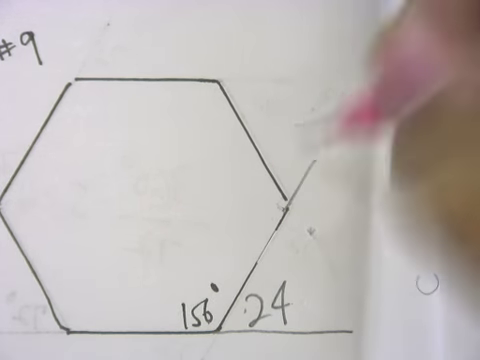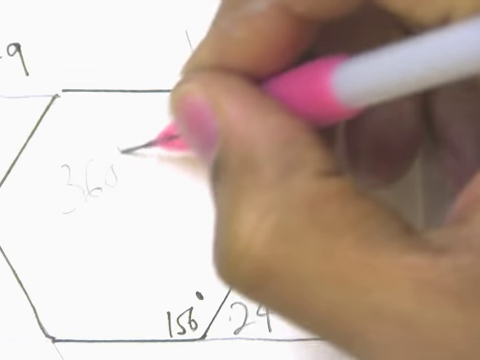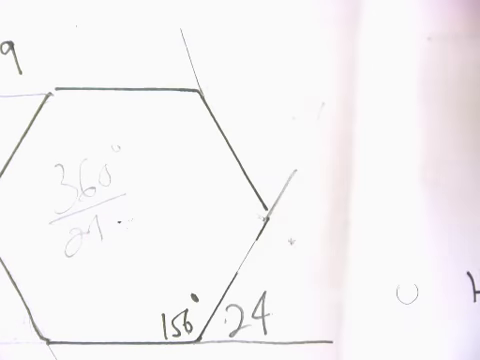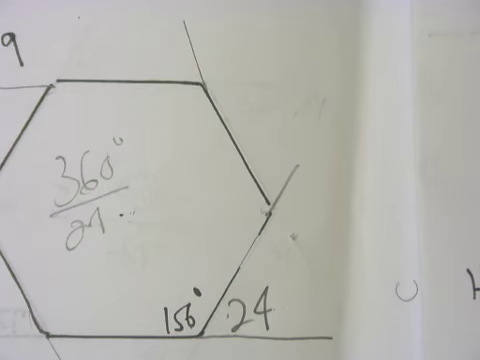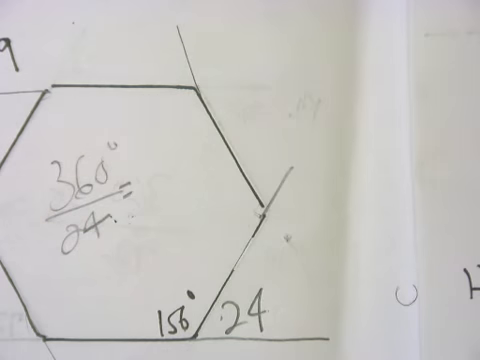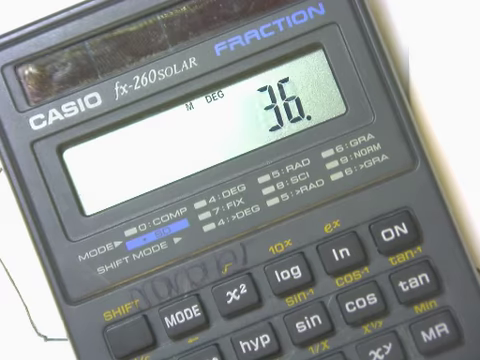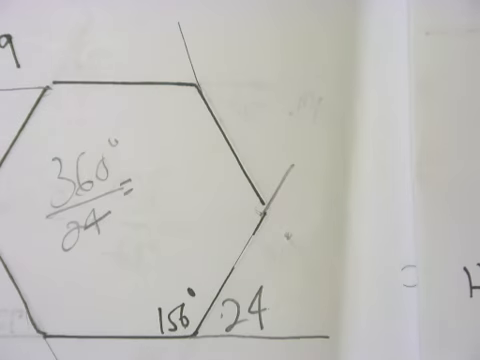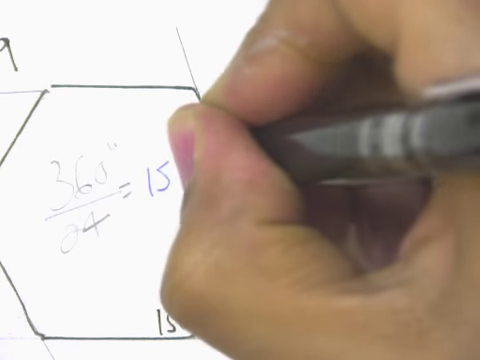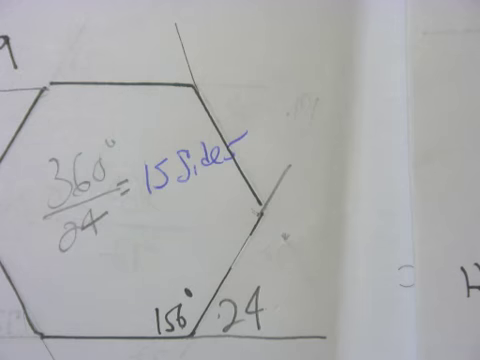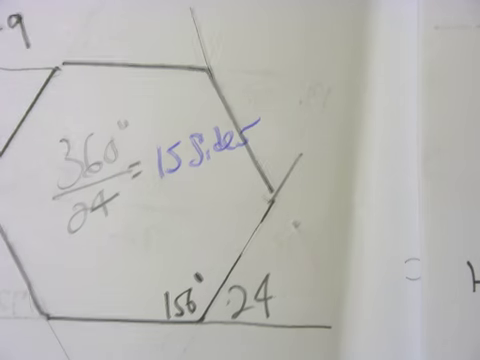I know that it's a regular polygon, so all of the external angles are equal. They would all add up to 360 degrees. 360 divided by the 24 would give me 15. So my polygon would have 15 sides. Let's take a look at number 10 next.